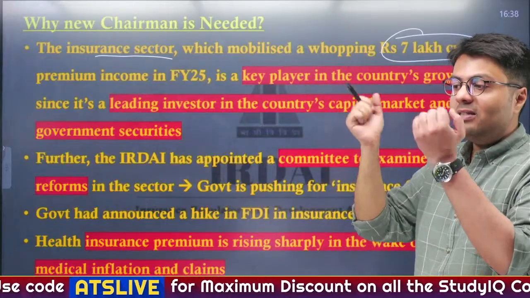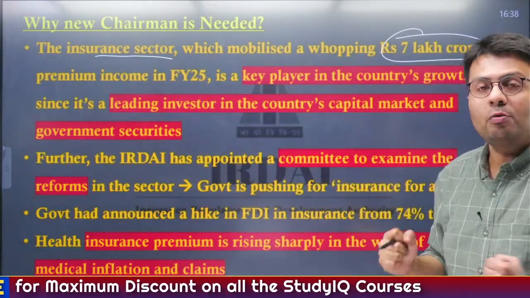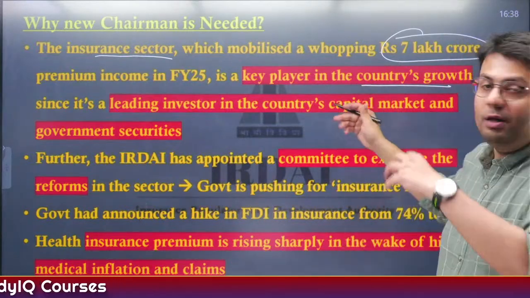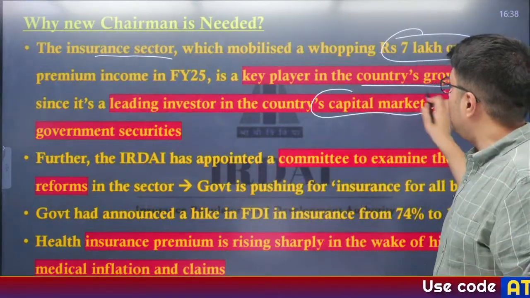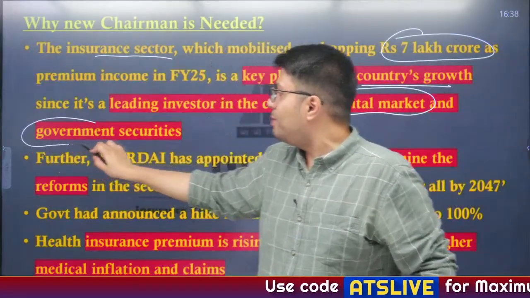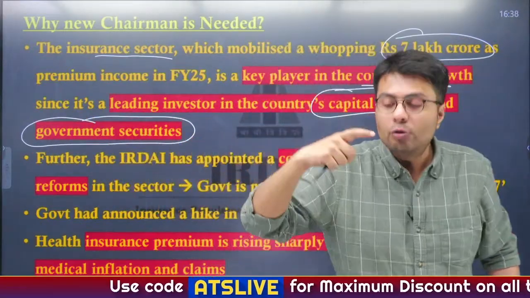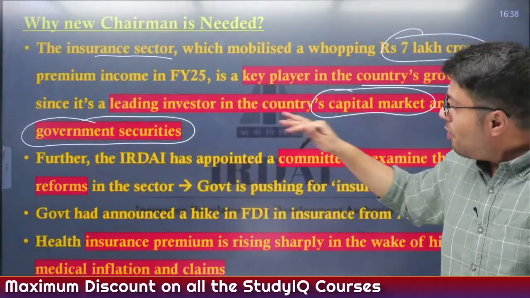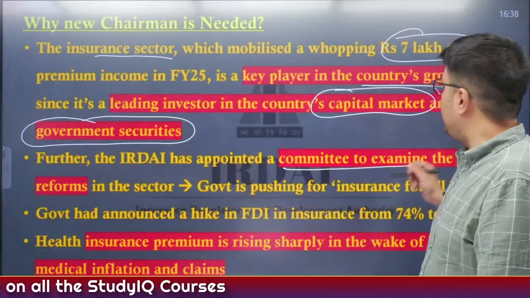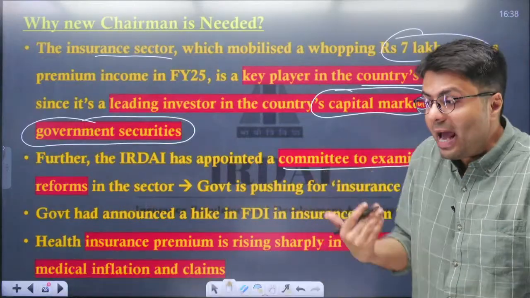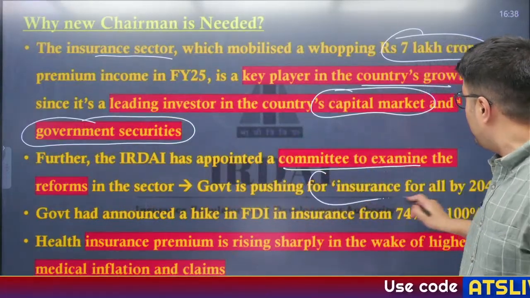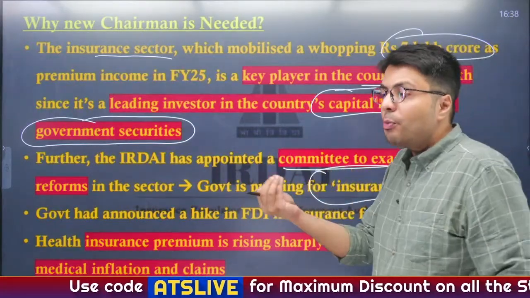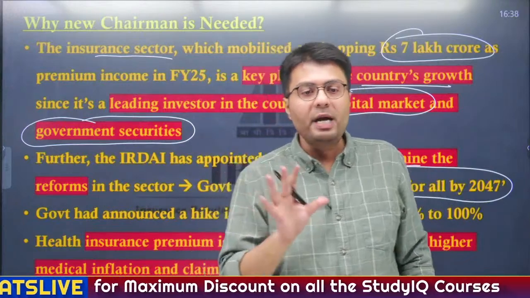And therefore, when a sector is earning so much money every year, it plays a key role in the country's growth prospects, because it won't keep that money idle. It will invest this money in the share market. It will invest that money in government securities. So automatically it leads to a huge addition of money in the Indian economy, be it in the share market or with the government. Also, IRDAI has recently appointed a committee to examine reforms in the sector. Why does the government want reform? Because it is pushing for inclusive insurance, that is providing insurance in one form or the other to everyone in India by 2047.